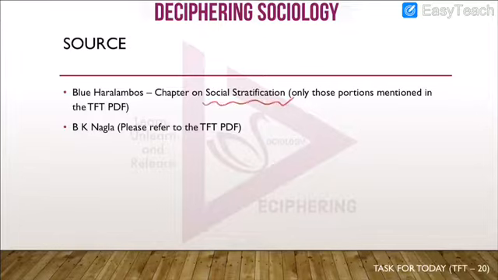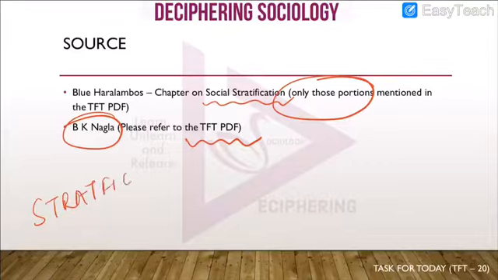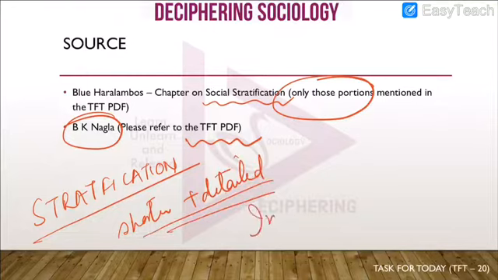So today's topic you have to cover from the Blue Haralambas chapter on social stratification. But please remember that you do not have to read the entire chapter. Instead, you have to read only those portions which I have covered in today's TFT. Similarly, the BK Nagla's portion, you have to cover only that portion which has been taught today. Stratification is the most important topic, chapter of sociology. Therefore, one TFT will not be sufficient, and we will have shorter plus detailed TFTs later.